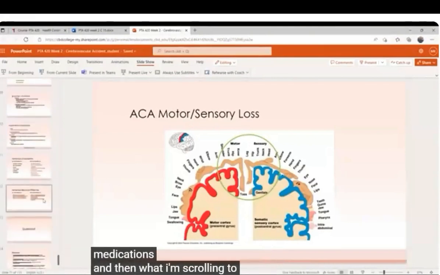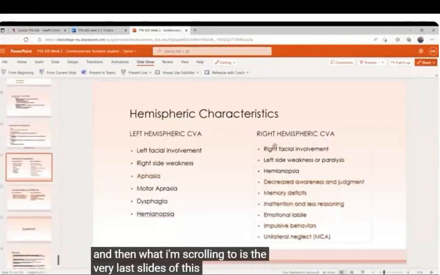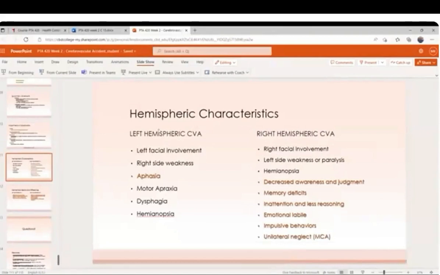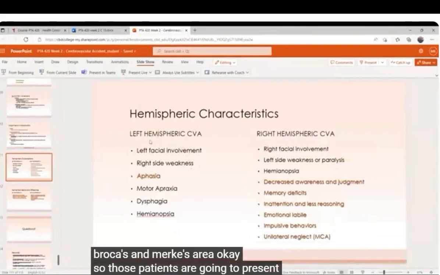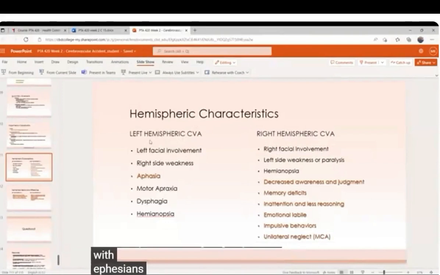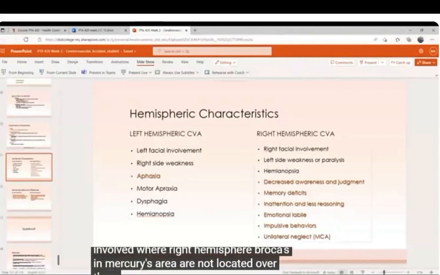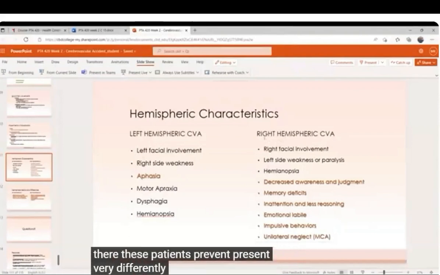And then what I'm scrolling to is the very last slides of this PowerPoint, which talk about the differences between left and right hemispheric strokes. So if the stroke occurs on the left side, what was located on the left side of the brain? Broca's and Wernicke's area, okay? So those patients are going to present with aphasias, depending on the area that's involved. Where right hemisphere, Broca's and Wernicke's area are not located over there, these patients present very differently.